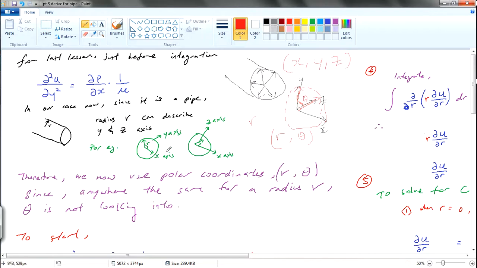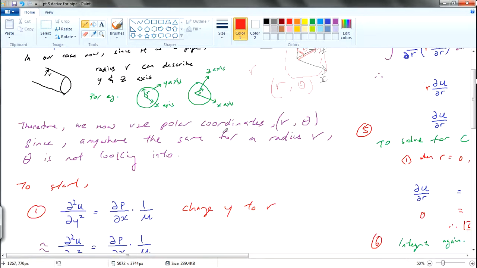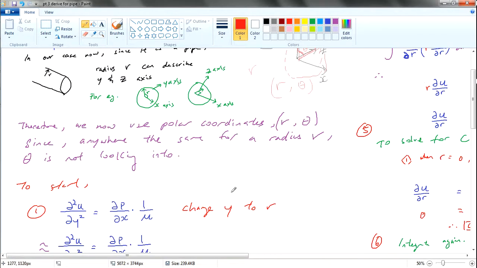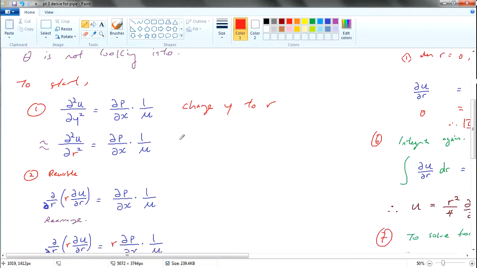So this is what it means over here also. And therefore we now use polar coordinates r and theta, since anywhere is the same for radius r. I hope you understand this. If you don't understand, you just skip back a little and then watch again.